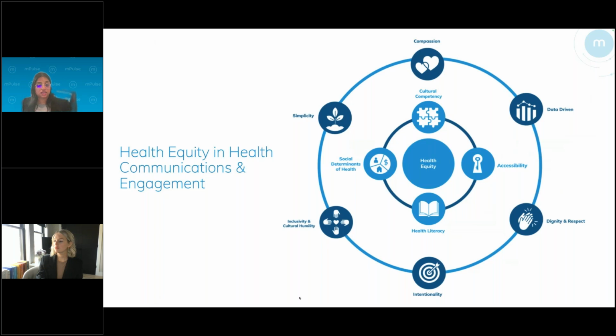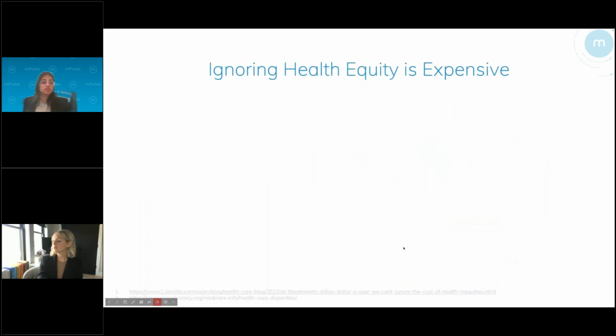And these methods include compassion, data, dignity and respect, intentionality, inclusivity, cultural humility, and simplicity. We take such a methodical approach to guide our teams when it comes to our design ethos, because what I'm going to show you on the next slide is that we created this strict approach because we knew what the cost is in terms of money. So if you go and see, I think you have to click first. They're going to pop up slowly.